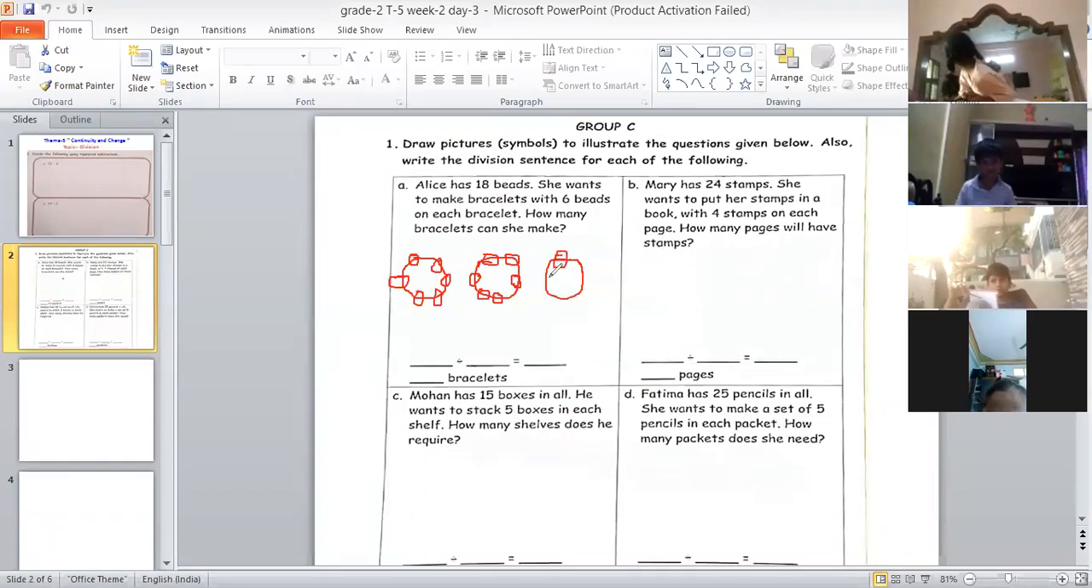So 1, 2, 3, 4, 5. Meghna, are you writing? 6. Meghna, done? So you don't have your book with you? At least you can write somewhere in your rough notebook.